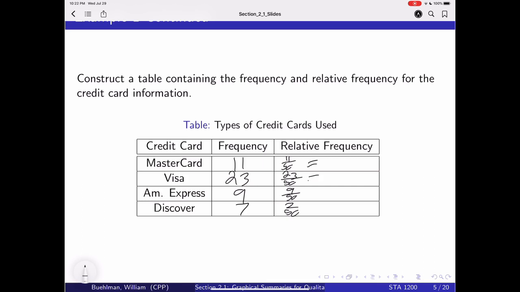And for each of these, we're going to find the decimal equivalent. And the reason why we do that is because often with relative frequency, we work with decimals because it's easier to compare decimals and graph them than it is to graph fractions. So those are the decimal values for each of the relative frequencies.